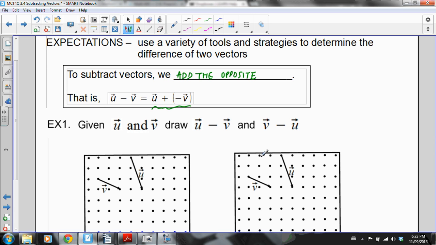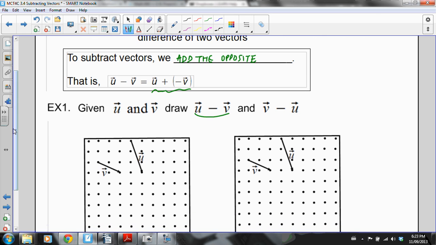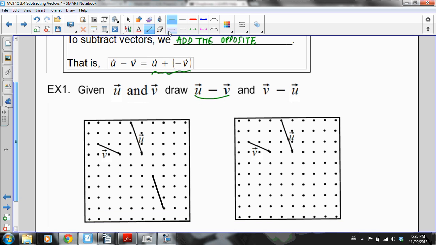So we've got two diagrams because we've got two questions there. U minus V and V minus U. So where's a vector that represents U? So it's U first. U is the positive one. There's U right there. Let's say that's U. I should be using a vector here. Right there, vector U. And then I want to add negative V because U minus V.